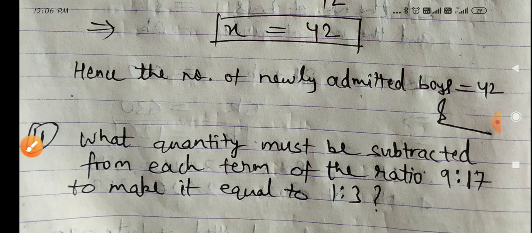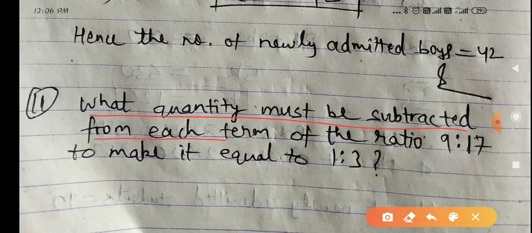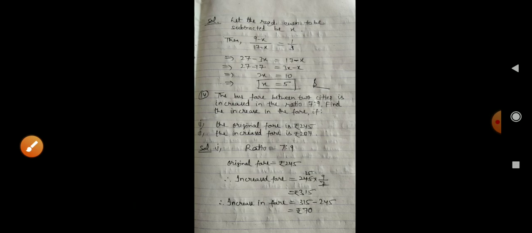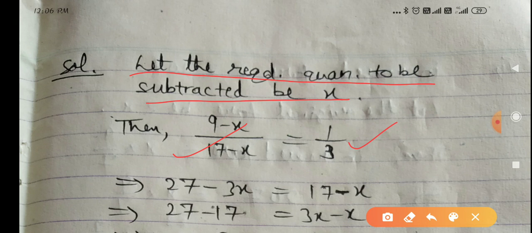So like this you have found the newly admitted boys. One more question you see: what quantity must be subtracted from each term of the ratio 9:17 to make it equal to 1:3? What quantity you have to subtract from each term? So that quantity we are supposing as x. Let the required quantity to be subtracted be x. So 9 minus x upon 17 minus x will be 1 upon 3.